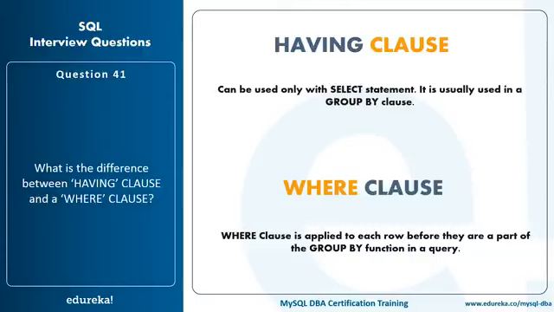Coming to the where clause, the where clause is applied to each row before they are a part of the group by function in a query. So having clause is basically used with the select statement and it is usually used in the group by clause. When the having clause is not used with the group by clause, the having clause behaves like a where clause. So guys, that was about the difference between the having clause and the where clause.